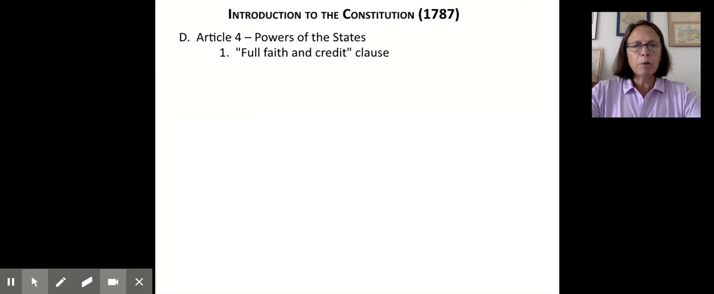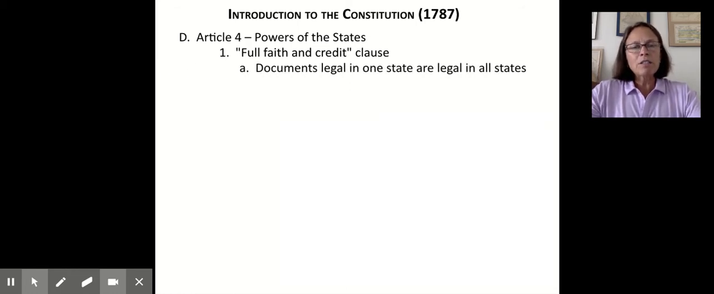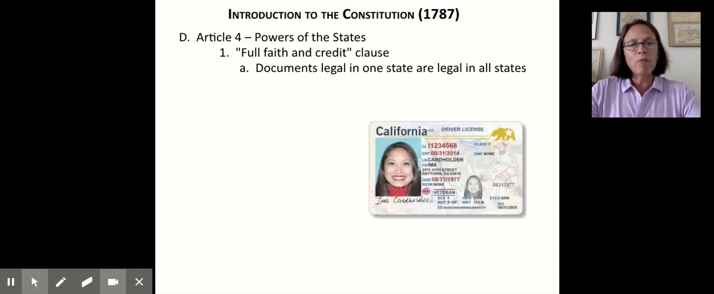The full faith and credit clause states that documents that are legal in one state are legal in all states. So if a state issues you a document or a contract of some sort, then the other 49 states must respect the authority of that document. And many of you probably have one of these documents. If you have a driver's license at this point, that is a document that is issued by the state of California, and that is a legally binding document.